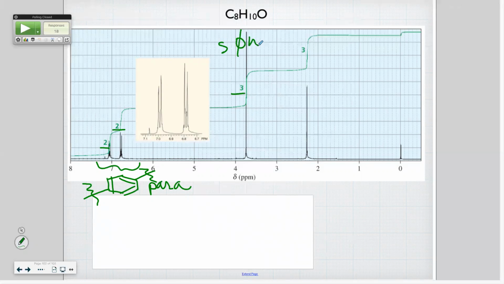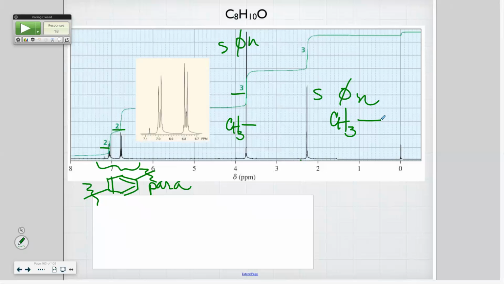So it looks like an oxygen is nearby. What can you tell me about this one? Does that have neighbors? It's another singlet, no neighbors. So how am I going to put that together? What is my structural feature? How can I have 3 hydrogens that are a singlet? They're attached to the same carbon.